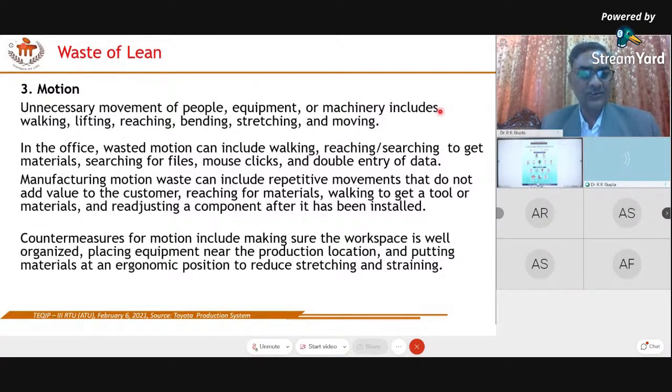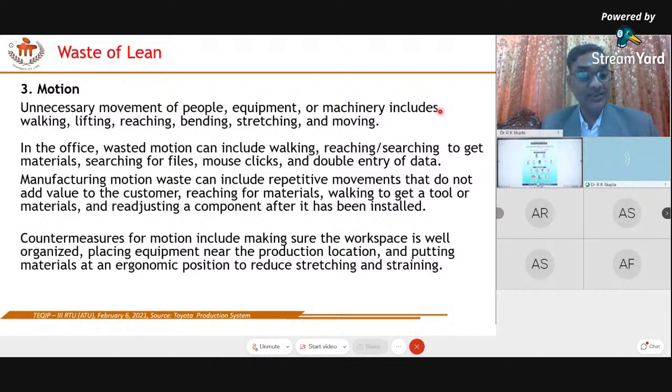In the office, this waiting waste can include waiting for others to respond to an email. Your customer drops an email to the concerned person, and the concerned person is not replying to that mail, and the customer is waiting for the reply. Then having files waiting for review. Ineffective meetings means we are doing meetings and meetings and meetings. In this meeting, the next meeting is decided, but this meeting does not reach a conclusion. Then waiting for the computer to load a program is also waiting time.